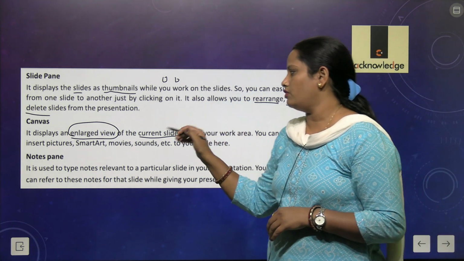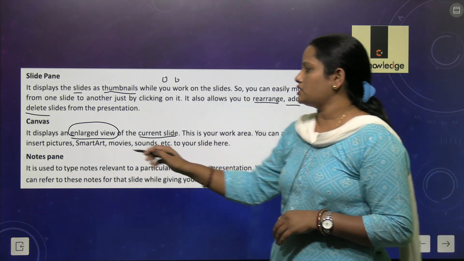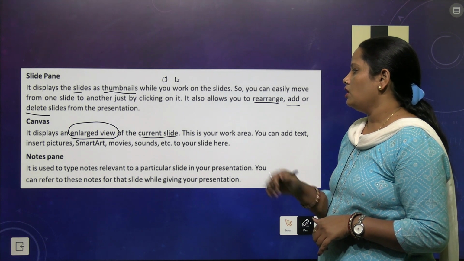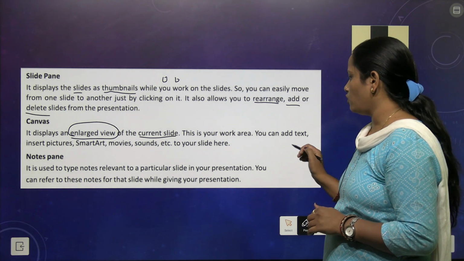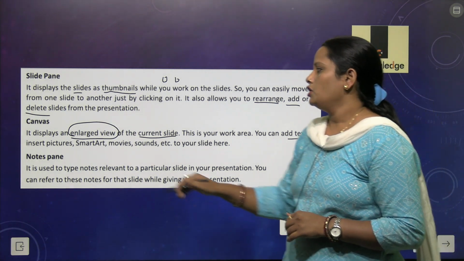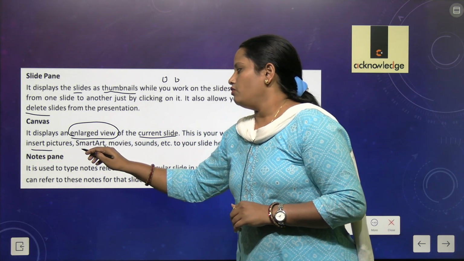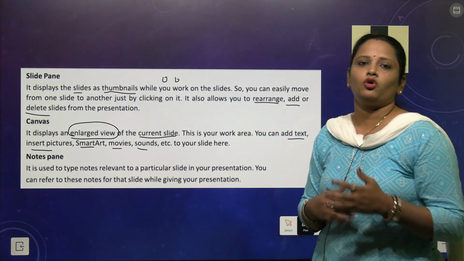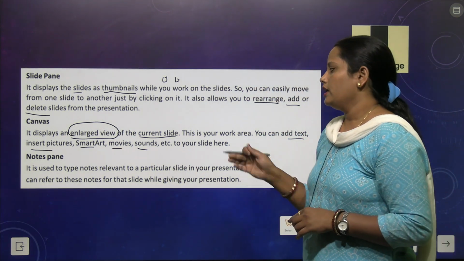So canvas is the work area. You can add text, insert pictures, smart art, movie, sound, etc. to your slides here. So what we can do, we can add text, we can insert pictures, we can do smart art here, we can add movies, sounds, and many more things can be added to our canvas.